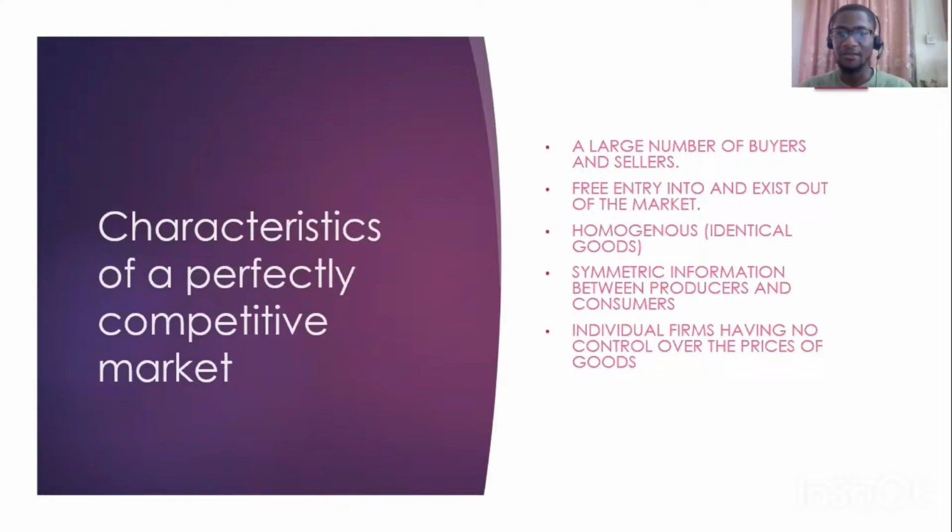Characteristics of a perfectly competitive market: a large number of buyers and sellers, free entry into and exit out of the market, homogeneous goods, meaning that the goods are identical, and symmetric information between producers and consumers. Individual firms have no control over the prices of the goods.